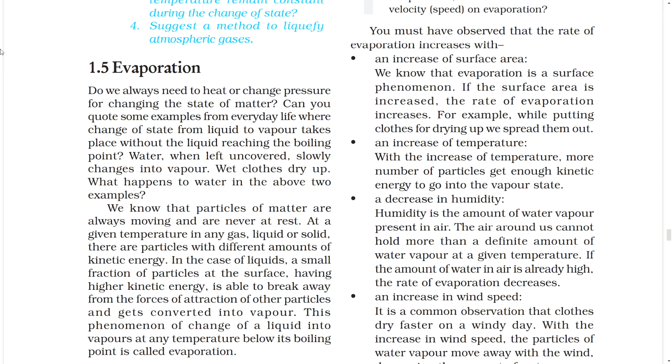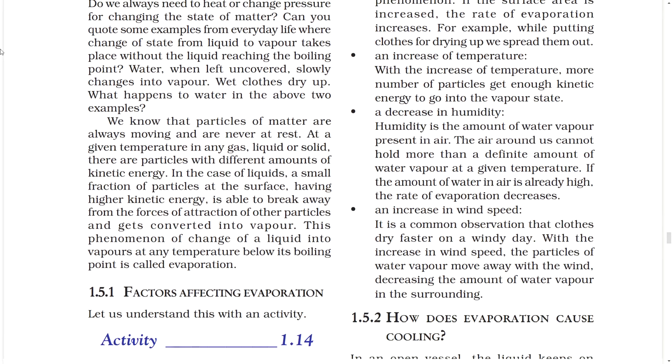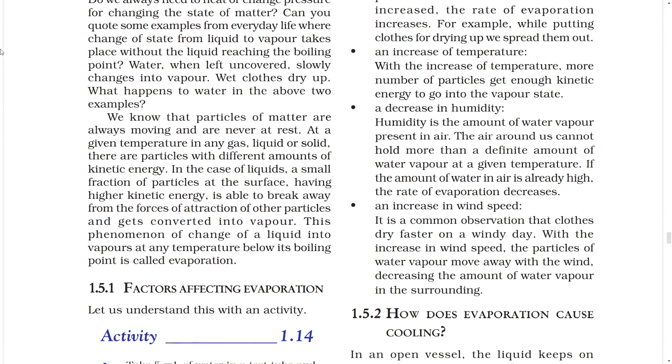A decrease in humidity. Humidity is the amount of water vapor present in air. The air around us cannot hold more than a definite amount of water vapor at a given temperature. If the amount of water in the air is already high, the rate of evaporation decreases. An increase in wind speed. It is a common observation that clothes dry faster on a windy day. With the increase in wind speed, the particles of water vapor move away with the wind, decreasing the amount of water vapor in the surrounding.